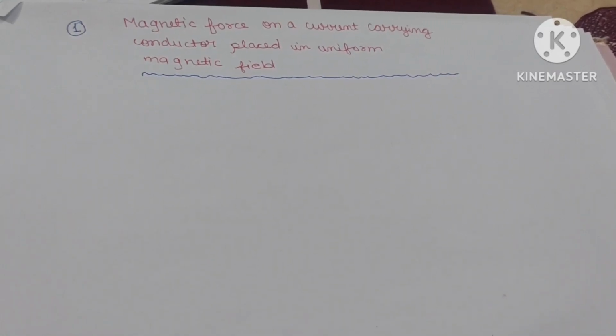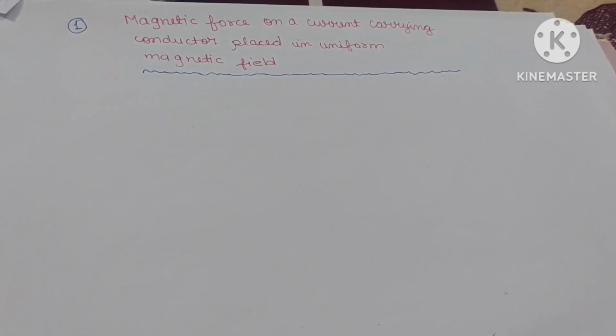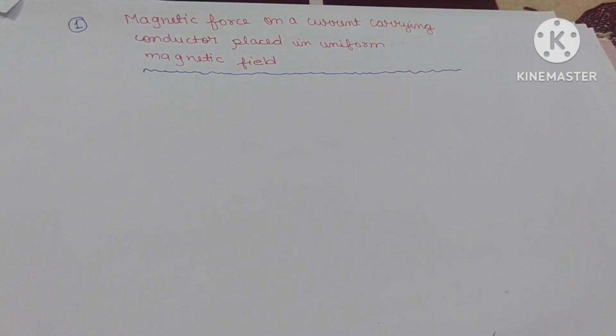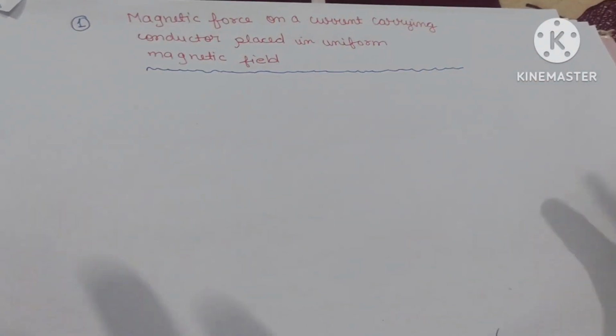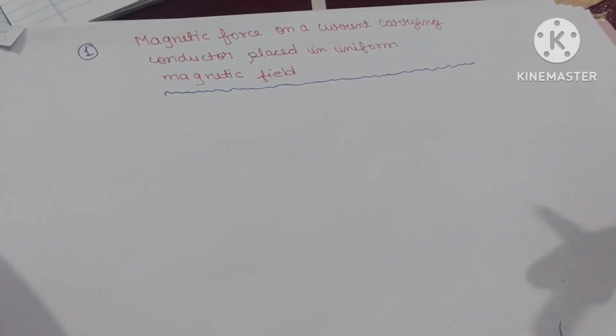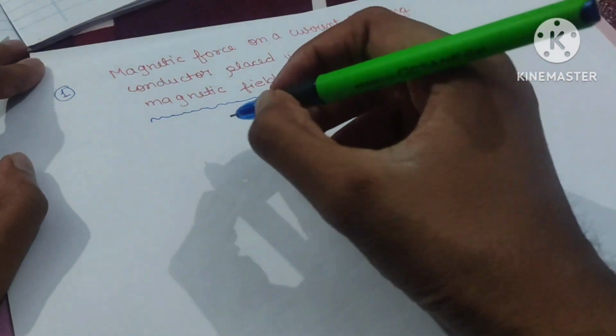Hello friends, today we'll derive the magnetic force on a current carrying conductor placed in a uniform magnetic field. Nothing other than the magnetic force. We will derive the magnetic force, it's simple. Here we go.